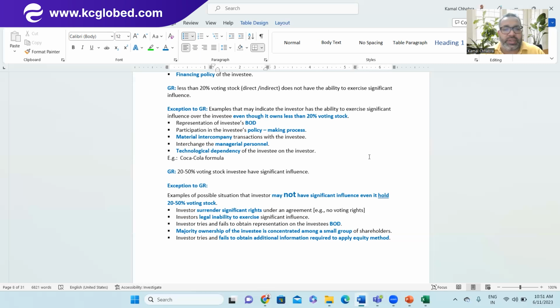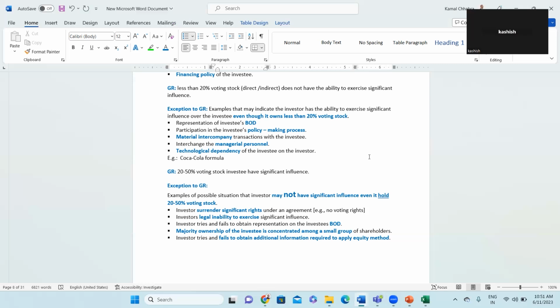Next one is the ability to change the managerial personnel. That means the investor has the capability or the right in his hand to change the key managerial persons. He can remove the CEO and appoint some other CEO. He can remove the CFO and appoint some other CFO, right? Then that person is considered to have significant influence. Make sense? Yes, sir.